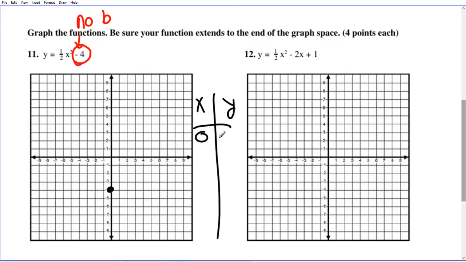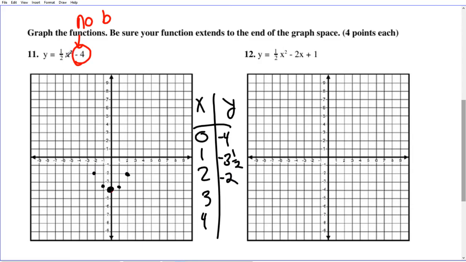0, -4 was a point. Now, 1, 2, 3, 4, I don't know how many points I'm going to need. So, plug in. 1 squared is 1. Half of 1 is 1/2. 1/2 minus 4 is -3.5. 1, -3.5. And symmetric on the other side. Plug in 2. 2 squared is 4. Half of 4 is 2. 2 minus 4 is -2. 2, -2. Symmetrical on the other side.